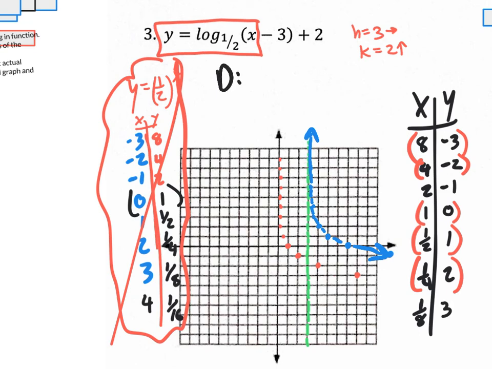So what's the domain on this guy, on the actual logarithmic function? Is it x equals all real numbers? No, it's not. X is greater than the asymptote. Where's the asymptote at? 3. It's at 3. So x is greater than 3. How about the range? Y really does go up and down forever, so that really is all real numbers.